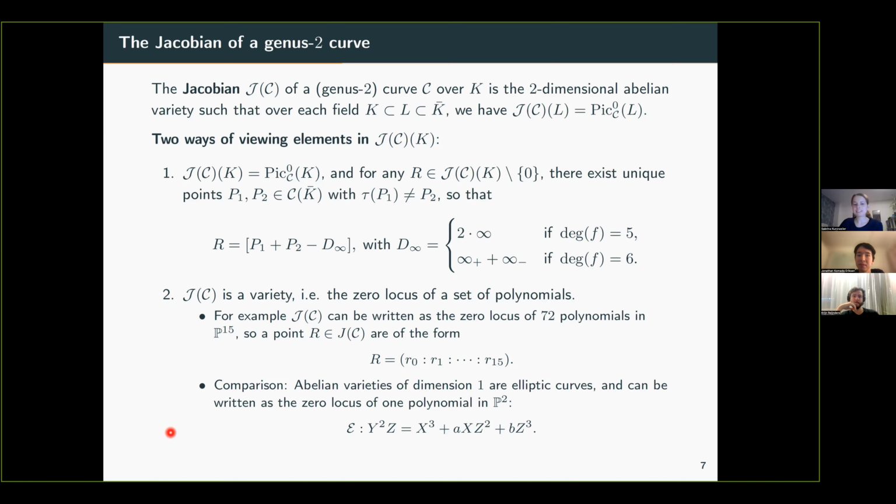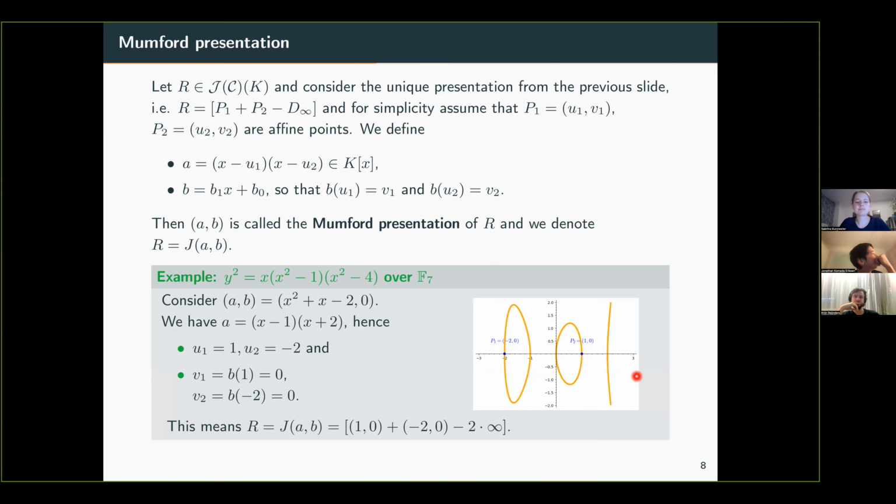Yeah, and as a comparison, an elliptic curve is also an abelian variety. And as a variety, it can be represented as the zero locus of one equation in two-dimensional space. So this description is already getting quite a lot more complicated if we go up to dimension 2. As I said, we want to focus on the first kind of representation.